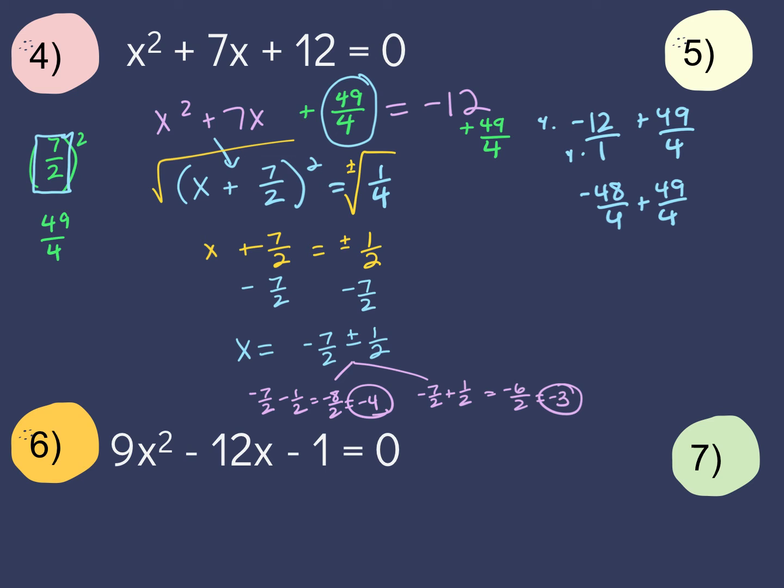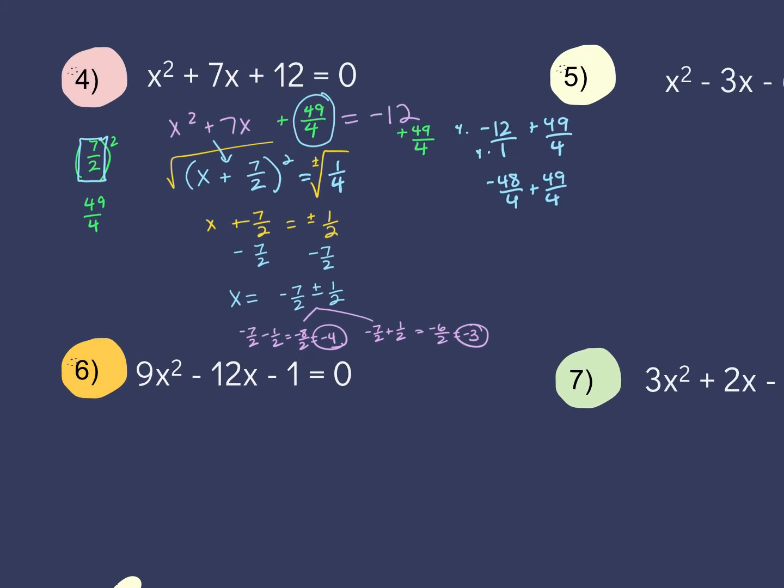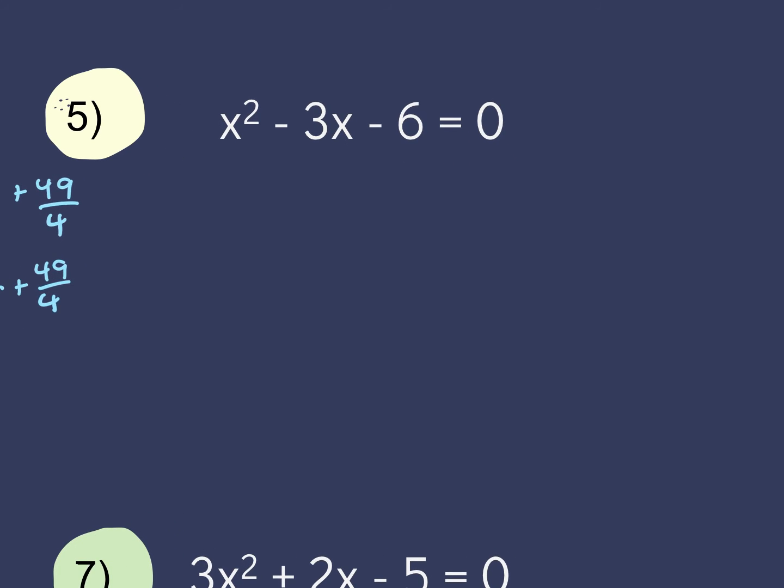Also, can you just skip the first step and do 49 over 4? You just go directly to 7 over 2. But you have to know to add the 49 over 4 to the other side. Yeah. All right. You do 5.